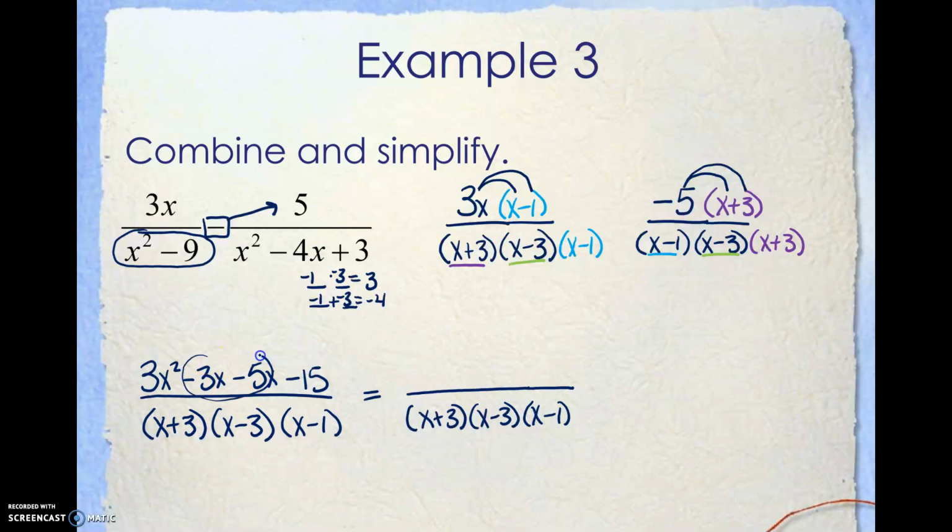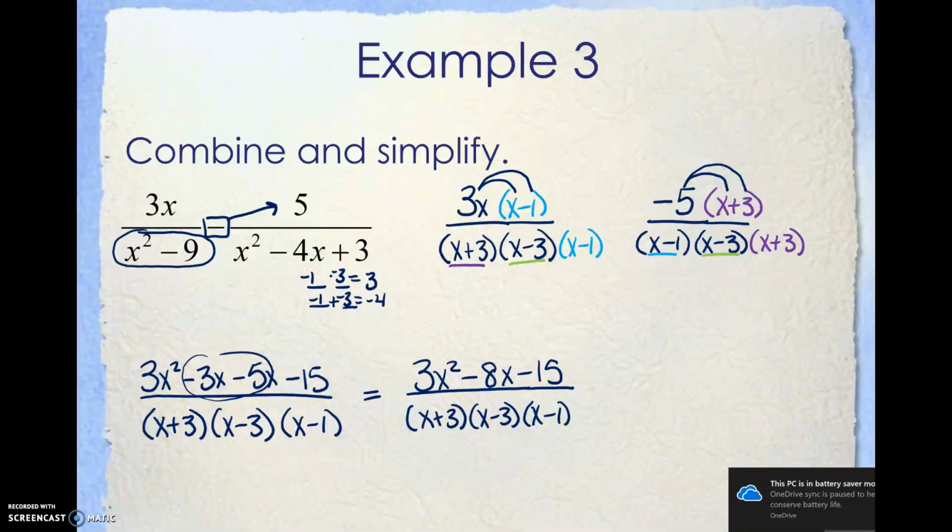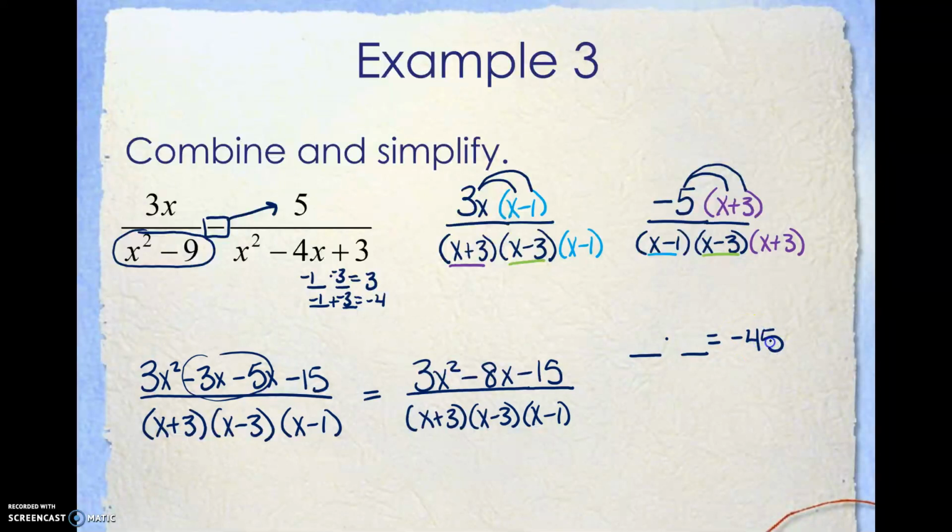We need to combine like terms. So we have 3x squared minus 8x minus 15. Okay, now, here's the killer thing. We have to try to factor the top. And there's a 3 in front, which means we have to multiply the 3 times the negative 15. So we're looking for two numbers that multiply to give us negative 45 and add up to negative 8.